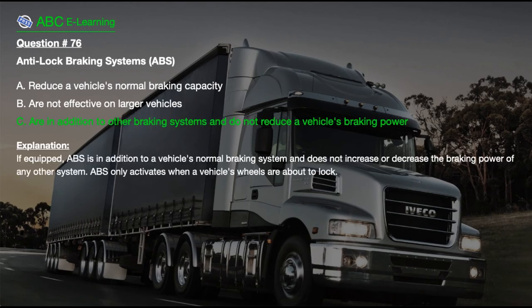The correct answer is C. Are in addition to other braking systems and do not reduce a vehicle's braking power. Explanation. If equipped, ABS is in addition to a vehicle's normal braking system and does not increase or decrease the braking power of any other system. ABS only activates when a vehicle's wheels are about to lock.